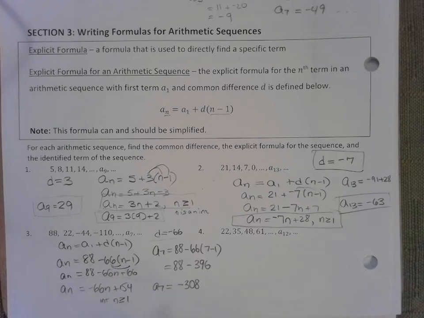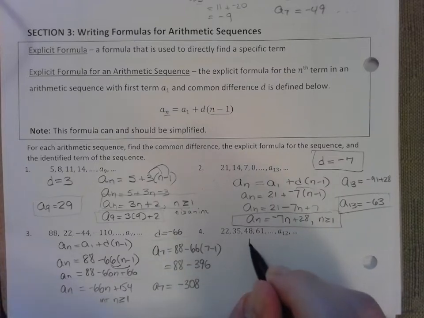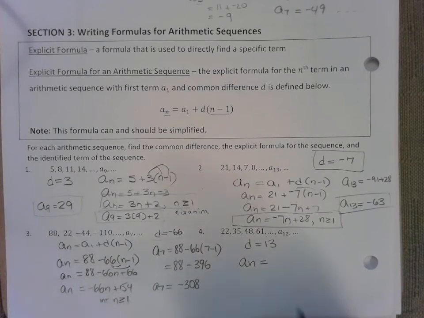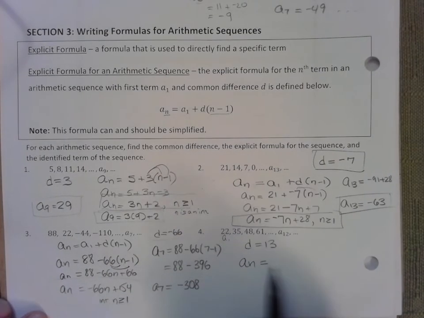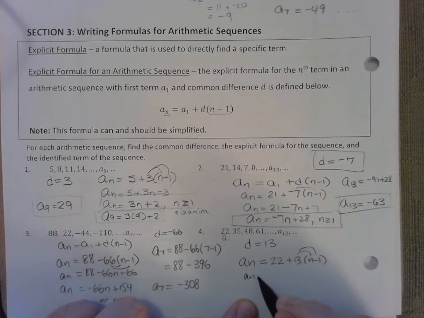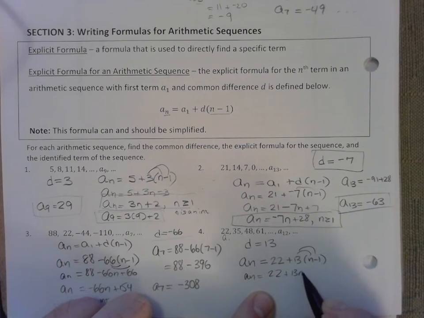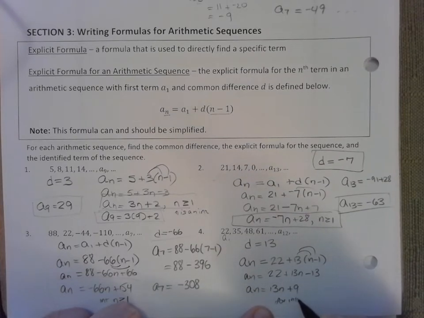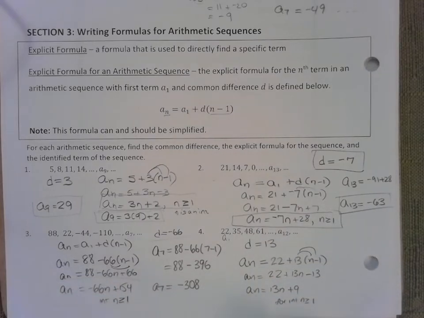Go ahead and do the last one on your own. I'll give you a second to pause the video, then I'll continue. Did you find that the difference was 13? The value for your first term is 22. That's your first term, your difference. Okay, so we'll do 22 plus 13 times the quantity n minus 1. Distribute to simplify your formula. 22 plus 13n minus 13. Combine like terms. A sub n equals 13n plus 9. For integers n greater than or equal to 1. I have to keep stating this every time I write a formula.